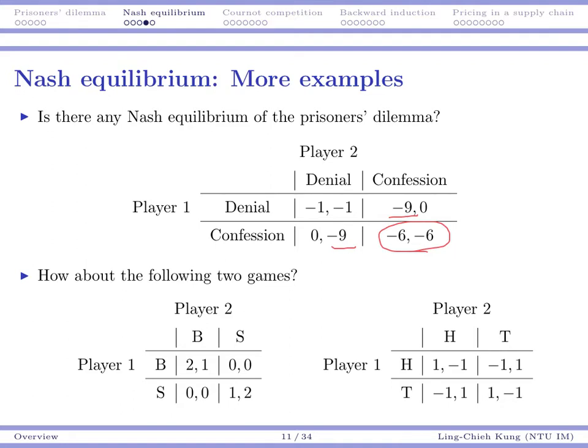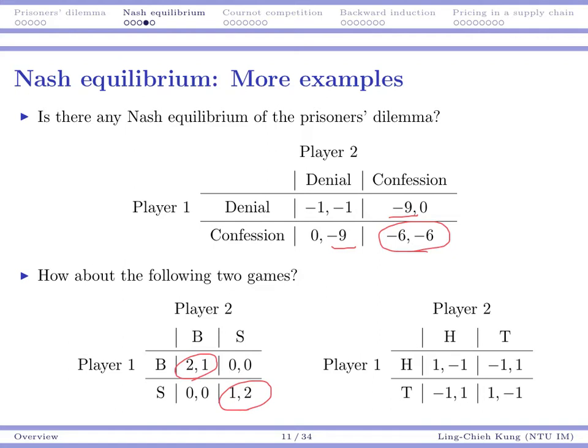Similarly, we may investigate the other game we mentioned in the previous video. Here, how about BB? BB is a Nash equilibrium, okay, because 2 and 1 are greater than 0 and 0. And then SS is a Nash equilibrium, but BS or SB are not. So this means this game has 2 Nash equilibria.